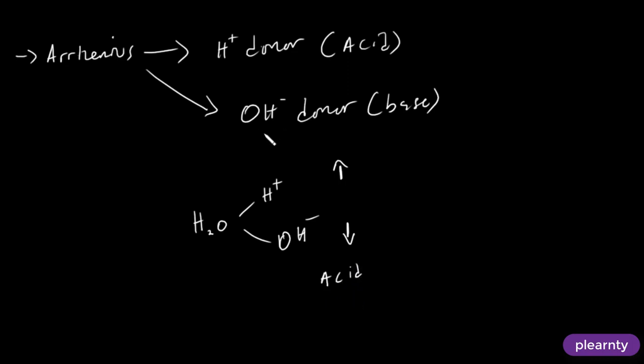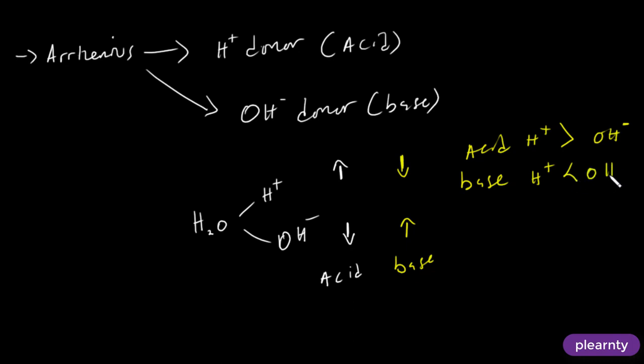For a base, we call it a hydroxide ion donor. So it means that at first you have equal amounts of hydrogen plus and OH minus. When you add more hydroxide to it, this will increase and this is still the same, so this is more than this. Let's say this is small and this is many. That is the case for a base. All we are trying to say is that in an acid, H plus is always more compared with hydroxide ion, and in a base, H plus is always less compared with hydroxide ion.